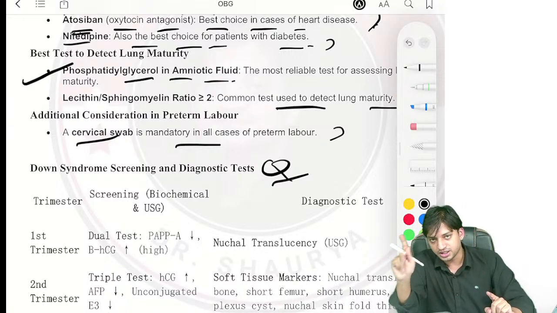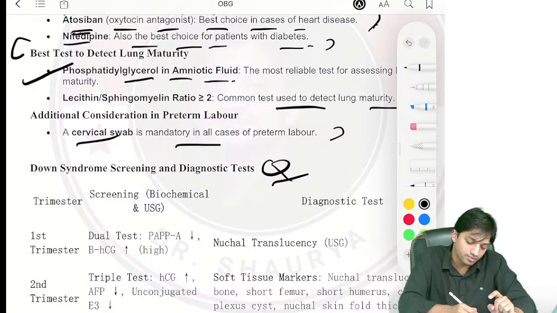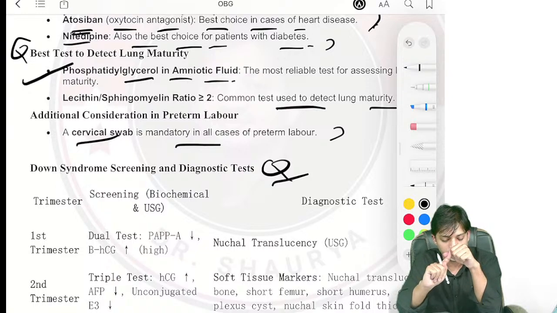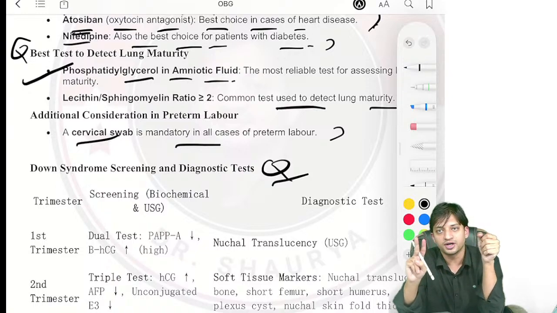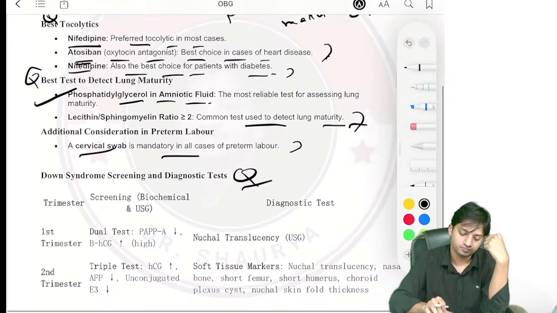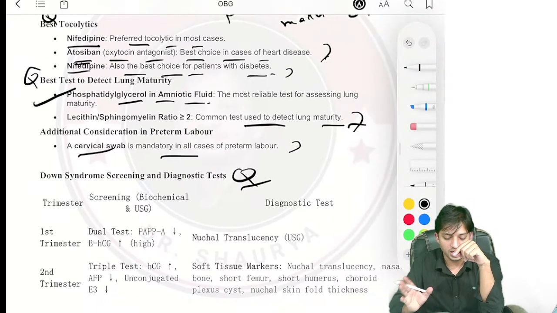For the lung maturity test, two tests we have. They have asked you one important question. We will discuss phosphatidylglycerol and lecithin sphingomyelin ratio. Two tests. If more than or equal to 2, then yes, it detects fetal lung maturity.